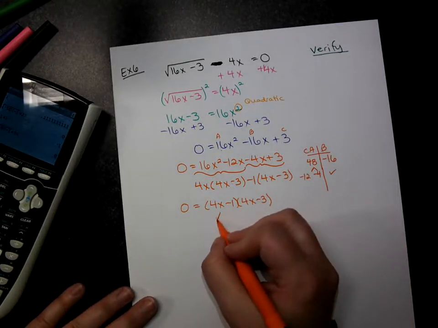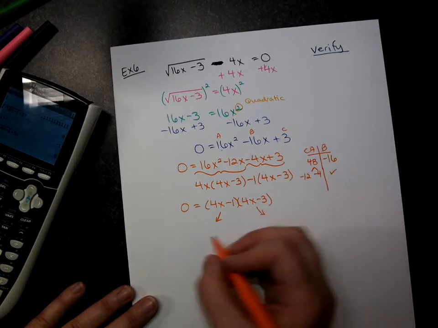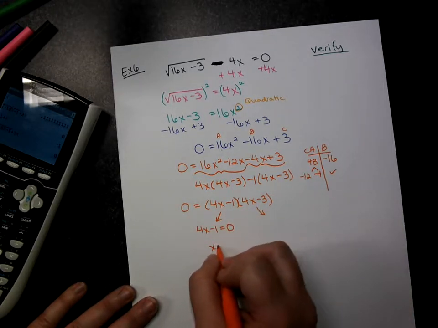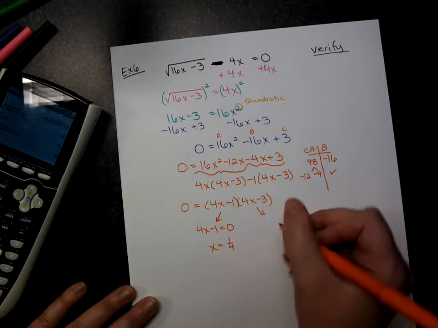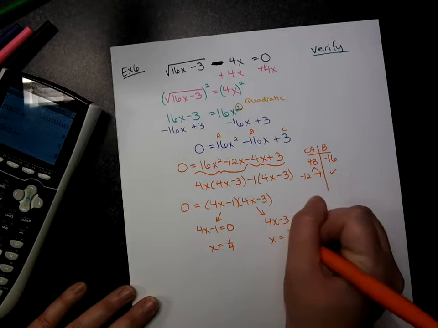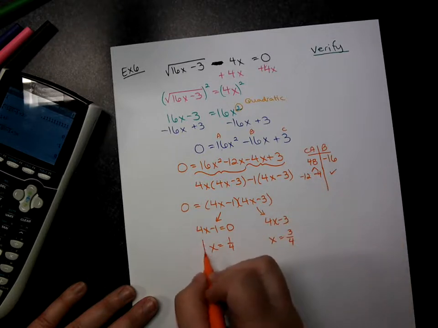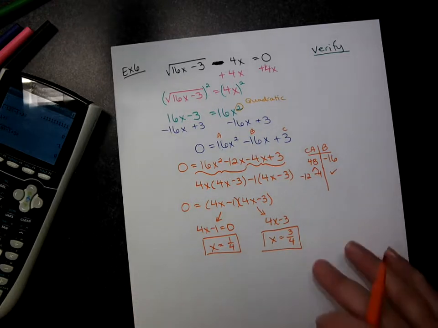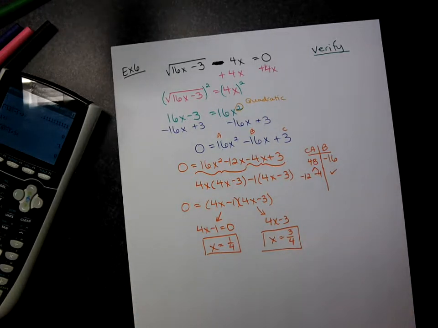You're going to take each of those linear factors and solve for x. That should give you x equals 1/4. 4x minus 3, that should give you x equals 3/4. So you have two answers to verify. They're both fractions, so again, I recommend letting the calculator help you out.